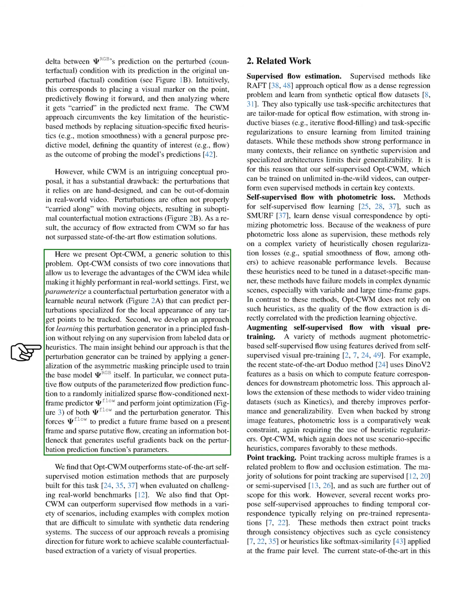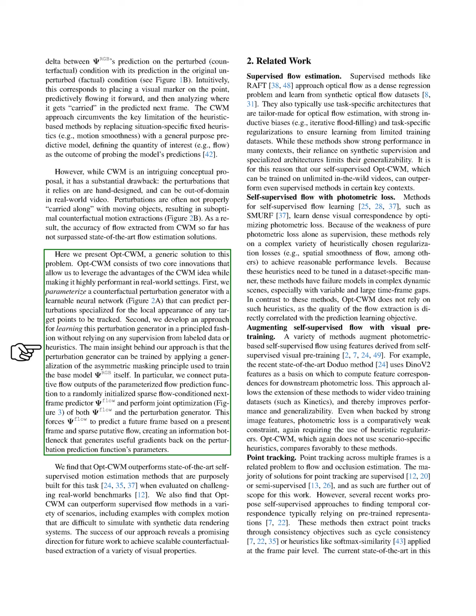To improve CWM, we introduce two key innovations. First, we create a learnable neural network that generates counterfactual perturbations tailored to specific points in the scene. Second, we train this generator without needing labeled data or heuristics by applying a generalized version of the asymmetric masking principle used in the base model.